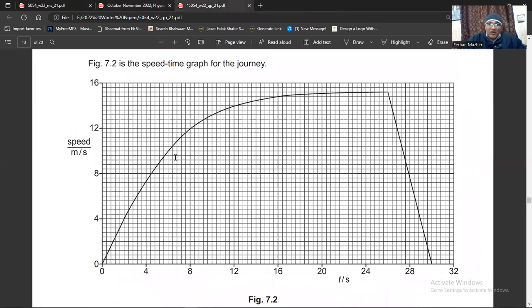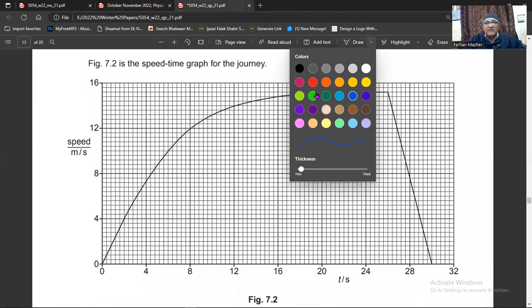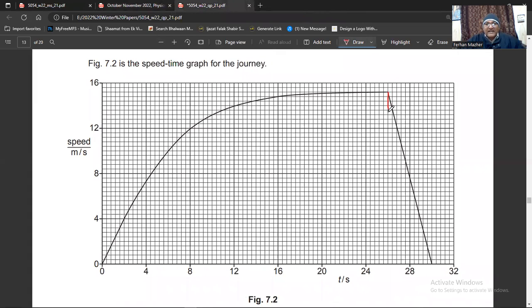Okay. So this is 26 seconds. So I will draw a line here. Oh my God, my line is little. Okay, so this shape is basically a triangle. So I can find the area under the speed time graph, which is equal to the distance traveled.